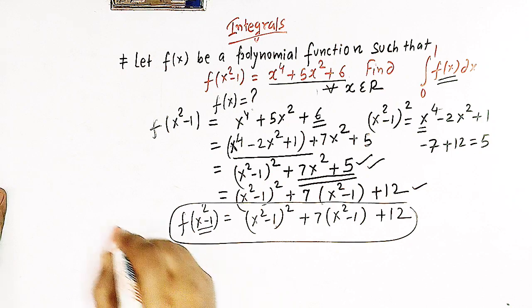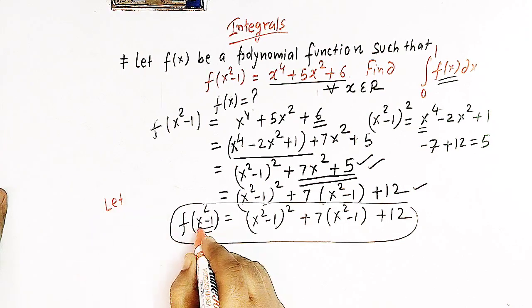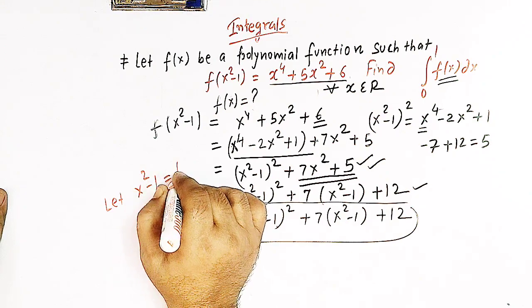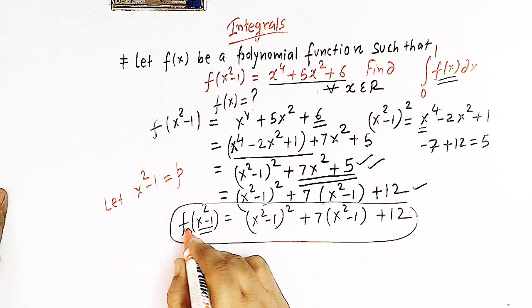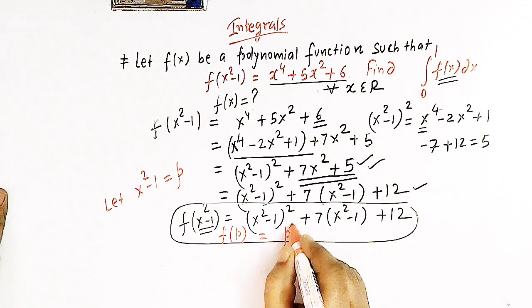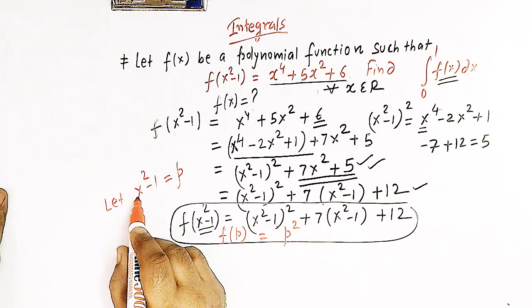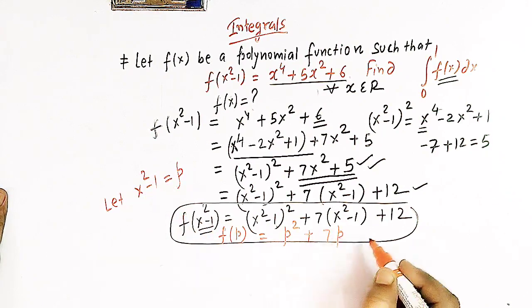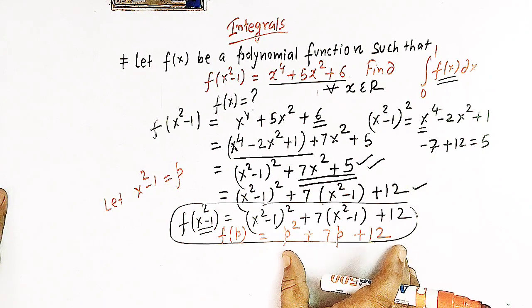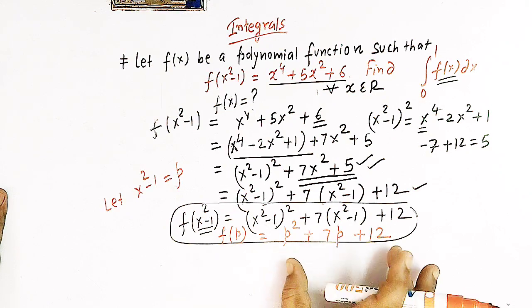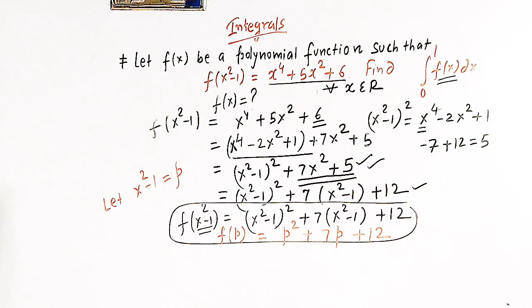So here we can see that the input is x square minus 1. So now let us denote this term, that is x square minus 1, as say p, right? So we can now write f of p as p square, because we are taking x square minus 1 as p, and here we have 7 times p plus 12, right? So now here we have f of p is equal to this trinomial in terms of p.